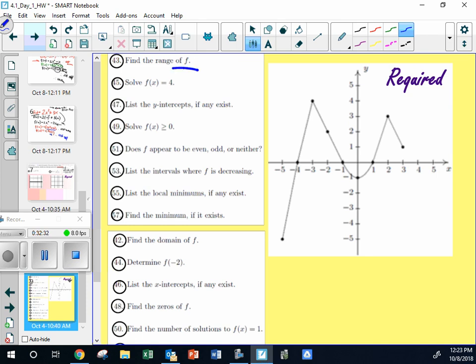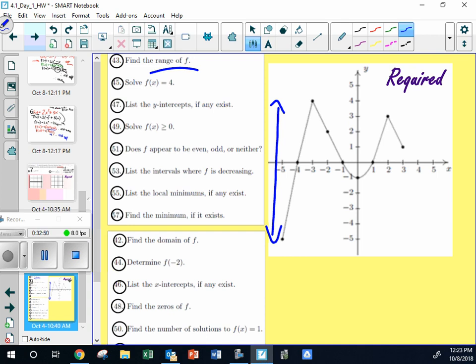The range of this function. Notice if it just says f, they don't have to say f of x. That's assumed. Okay, so what's the range of this function? Well, I hope you know what range means. So that's the low to the high. Don't overthink that.